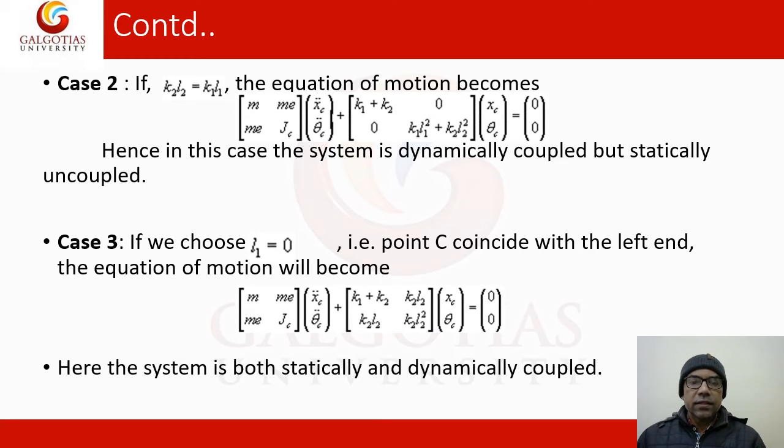Case 2: if K1 L1 equals K2 L2, the equation of motion becomes this function. Hence, in this case, the system is dynamically coupled but statically uncoupled. And case 3: if you choose L1 equal to 0, that is, point C coincides with the left end, the equation of motion will become this way.